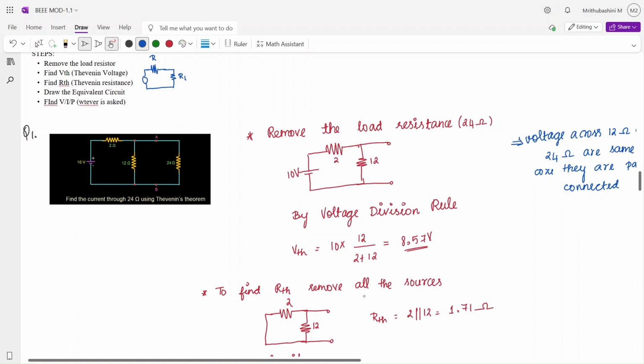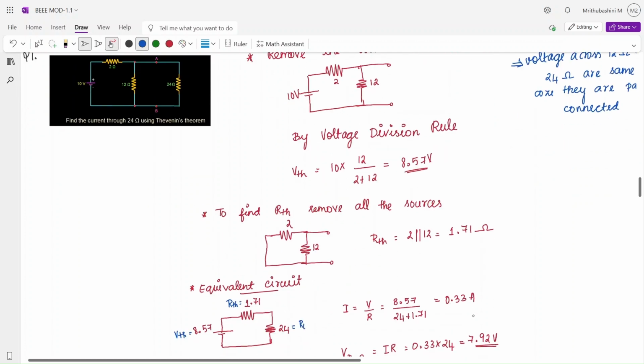Now the Thevenin resistance. For finding the Thevenin resistance, you will have to short every other source. All the sources you have to remove. Then you have to find the resistance. So here you have only one source. You will just short it out, you will just remove it. So remove, draw a line, whatever source that may be. So you will have these two things. You can clearly see that they are parallel to each other. So 2 parallel 12 will give you 1.71, which is your Thevenin resistance.